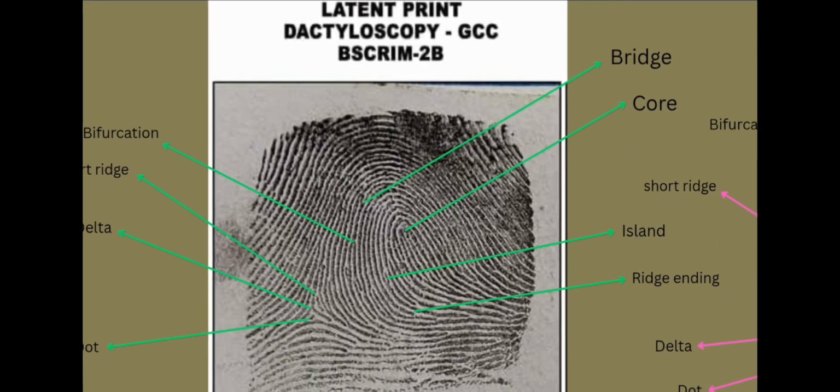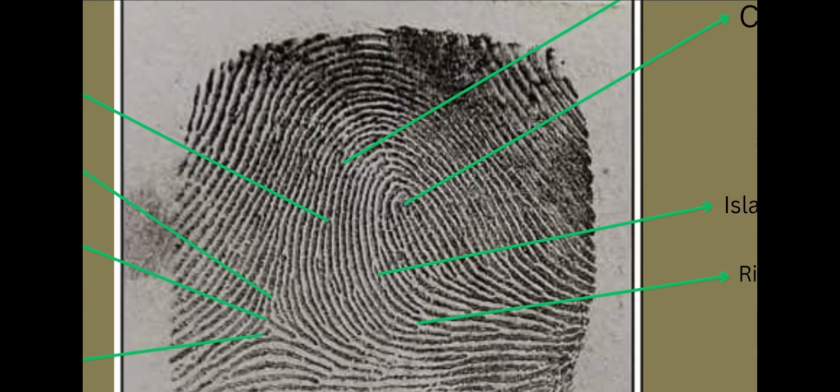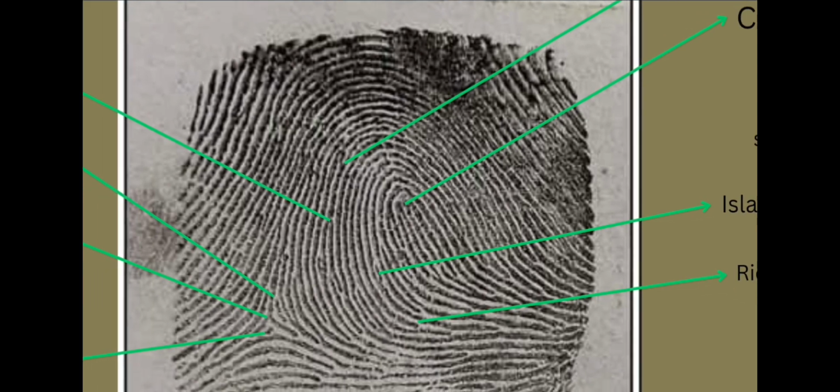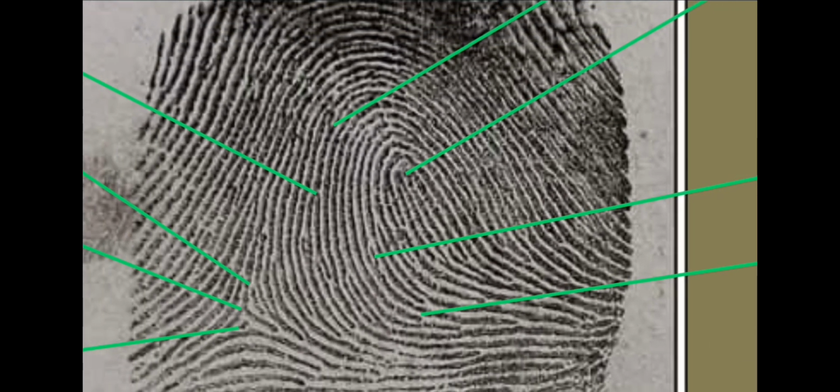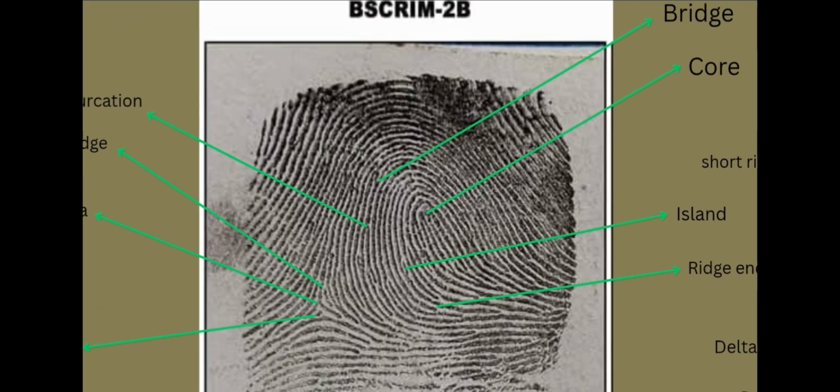So the core is in the center of the fingerprint. So there is an even number. If there is an even number in the center, the core is located in the middle. So that is the core.